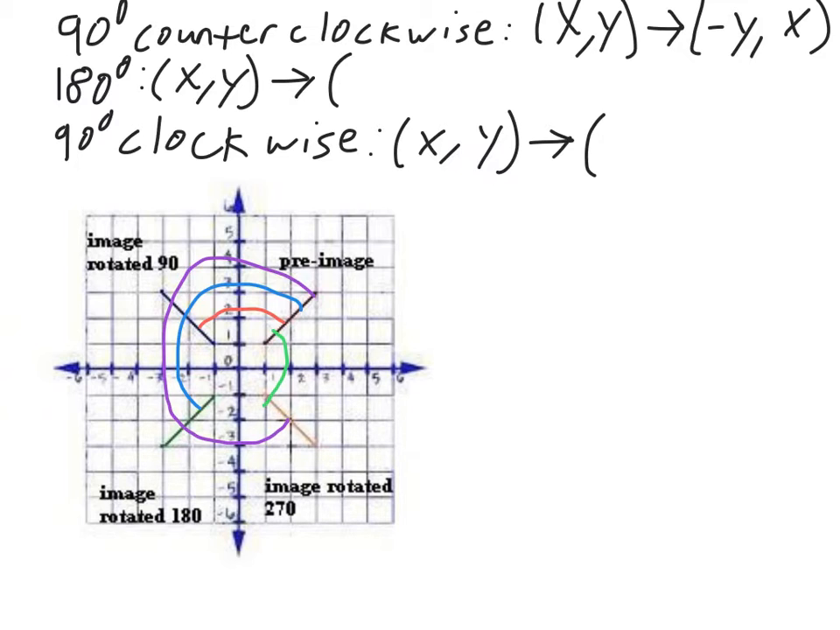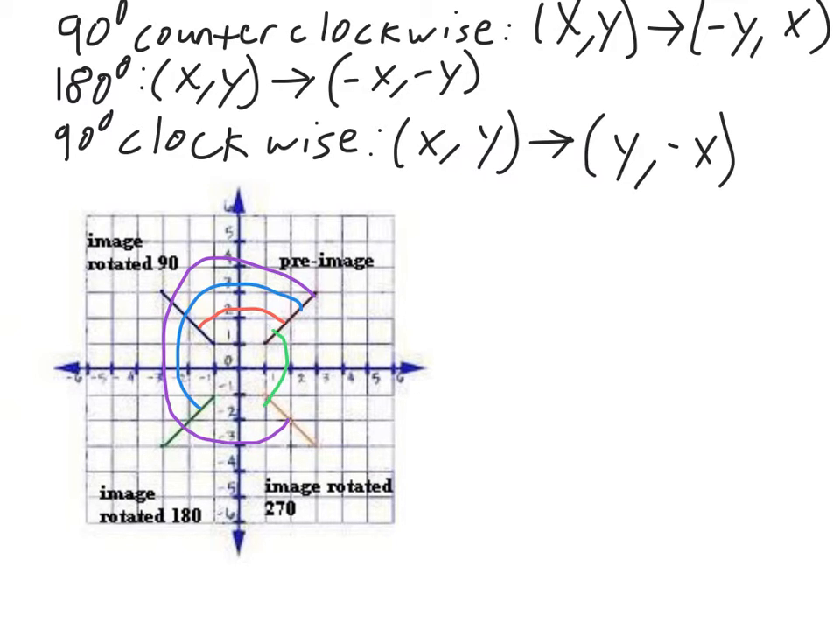Next, with 180 degrees, whether you go clockwise or counterclockwise, it'll be the same thing. So (x, y) will turn into (negative x, negative y). All that happens is that your x and y become negative. And then 90 degrees clockwise, or 270 degrees counterclockwise, (x, y) becomes (y, negative x). So very similar to 90 counterclockwise, but where the negative switches. And that's pretty much it for the rules.